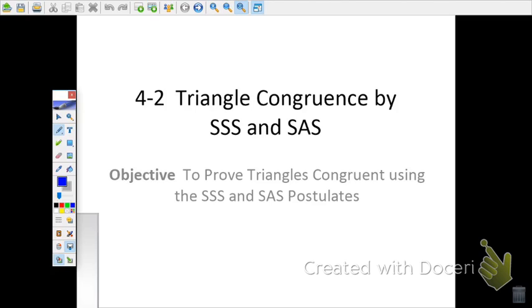SSS stands for side, side, side, and SAS stands for side, angle, side. So instead of having to show all 6 things, 3 sides and 3 angles, if we have these 3, that's enough to be able to say that they are congruent.